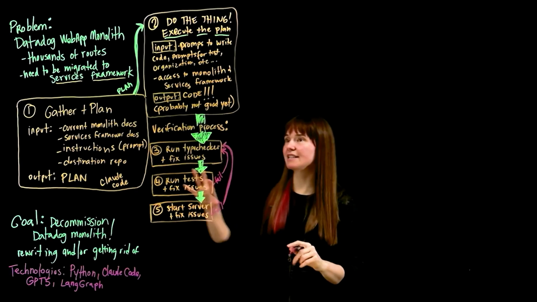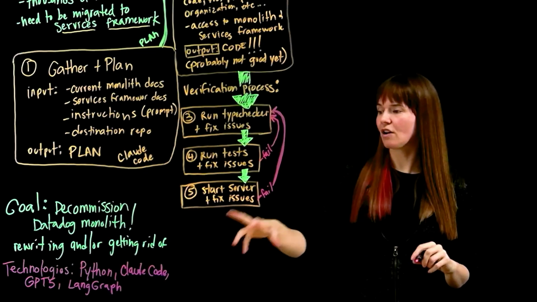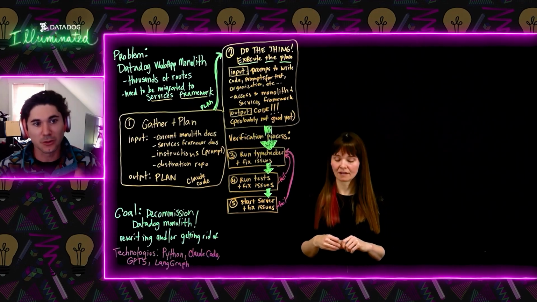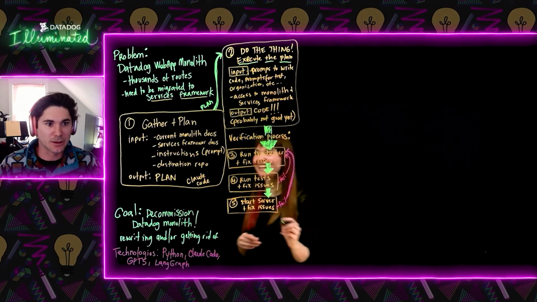Now you said these are all Claude Code steps. You also said this is orchestrated by LangGraph. So LangGraph is a tool to allow the, we'll say, deterministic composition of small individual steps. And so we have one step, which is the gather and plan phase. We have another step, which is the do the thing, execute the plan, and so on and so forth.